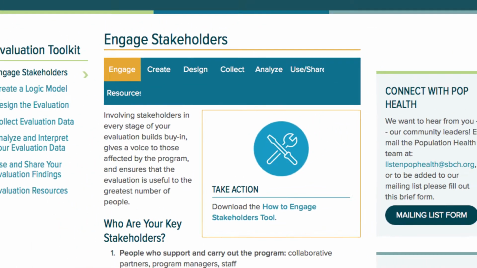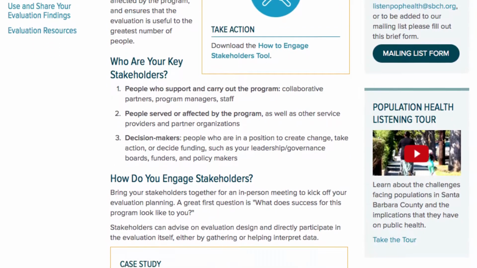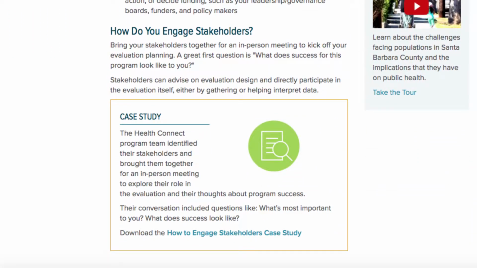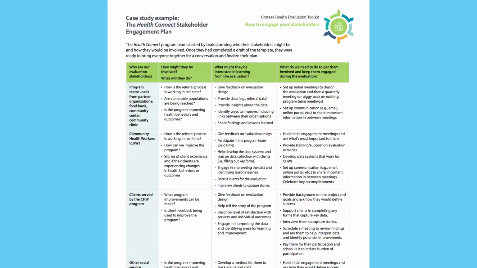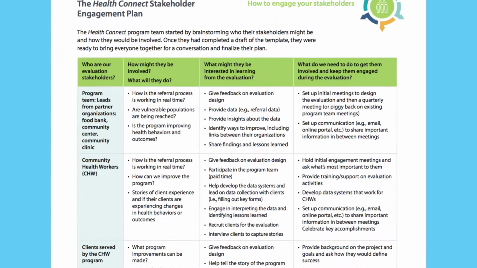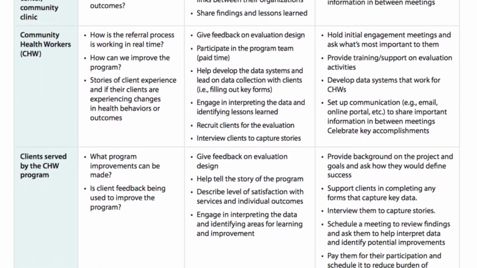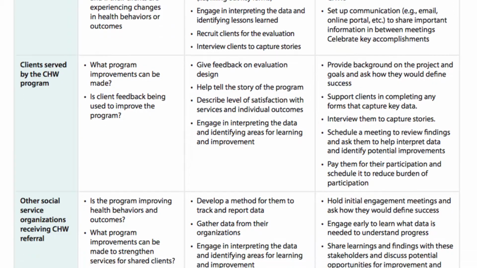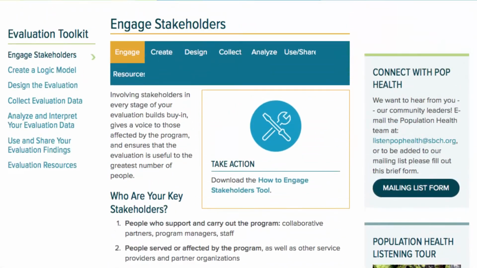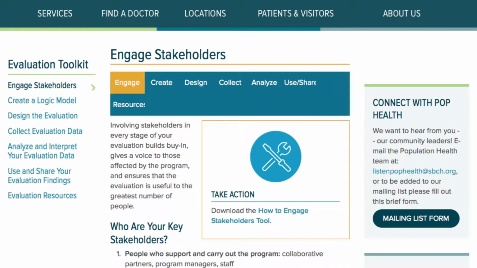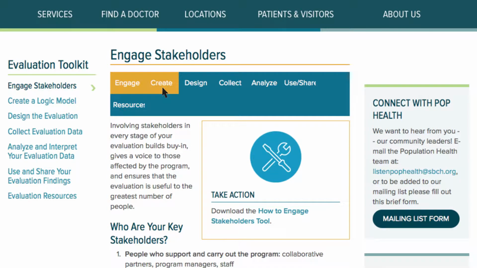The other thing I want to show you is if you scroll down, there's this case study. So when you click onto the case study, then again, for the fictitious organization that we created, they filled out the template in the tool, so you can see how an organization might complete the tools in the toolkit. And I think this will be a great guide as you're just starting and using the tools. So we were on engage. Again, that's that first step, so important. Make sure you engage your stakeholders before you move on to creating your logic model.